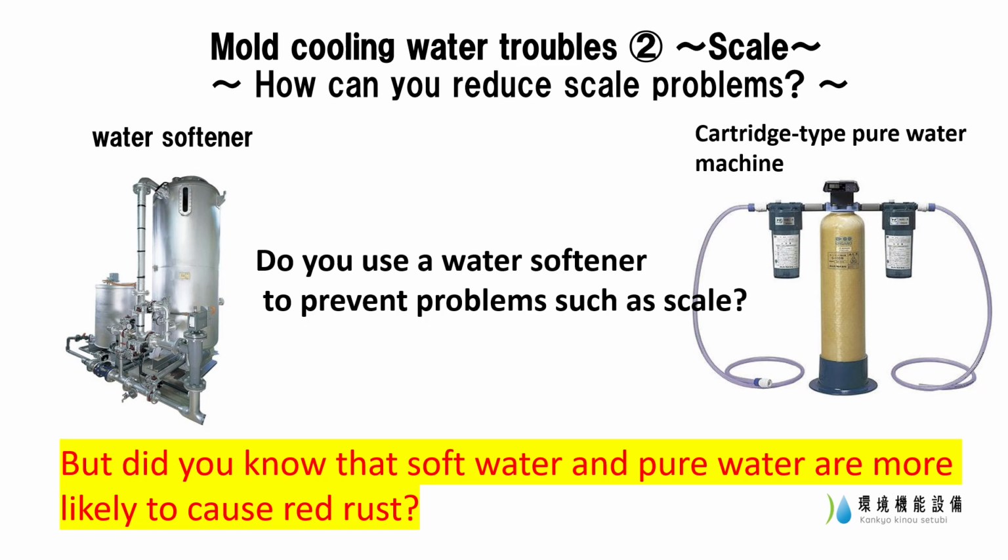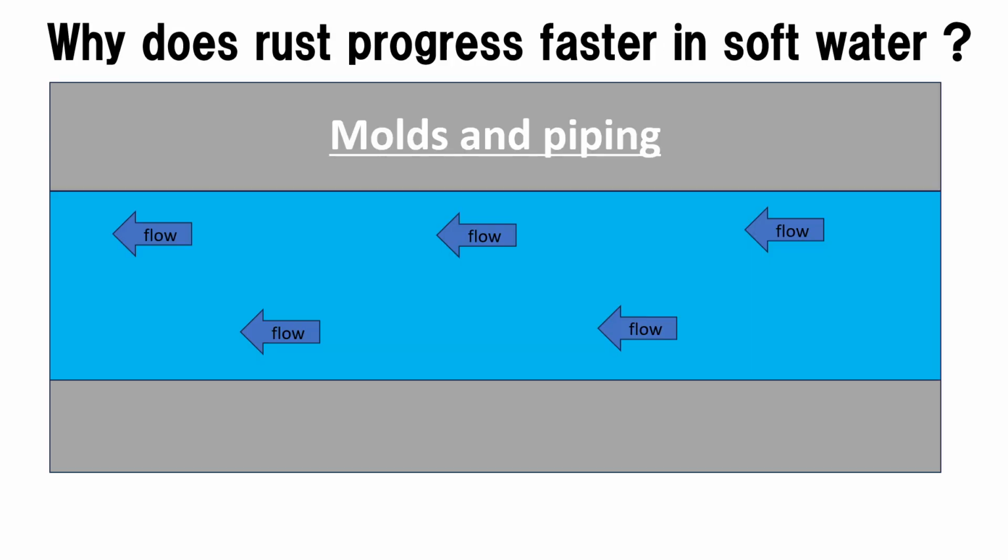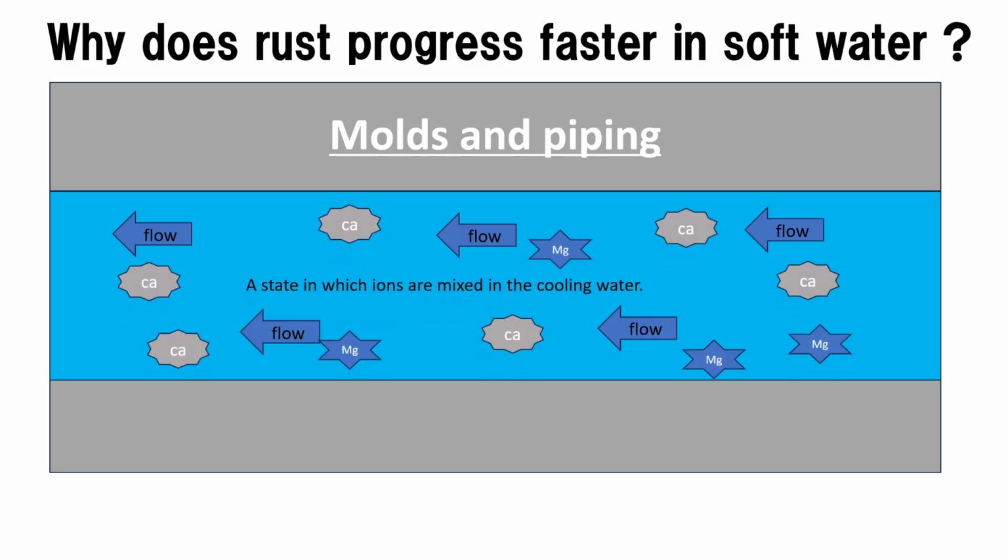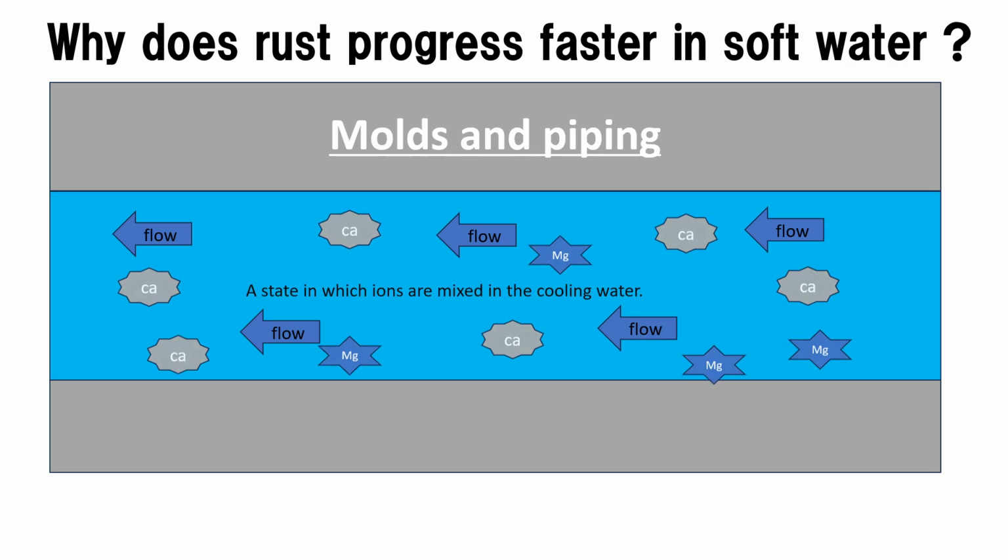The solution to this problem is water softeners and pure water systems. Many molding factories use water softeners and pure water systems. However, are you aware that using these water softeners can accelerate the progression of rust? It's generally known that water softeners and water purifiers remove calcium ions, magnesium ions, and other substances from water, thereby lowering water hardness. However, lowering the total hardness too much can accelerate the formation of rust. This explains why rust is more likely to occur in softened or pure water with low total hardness.